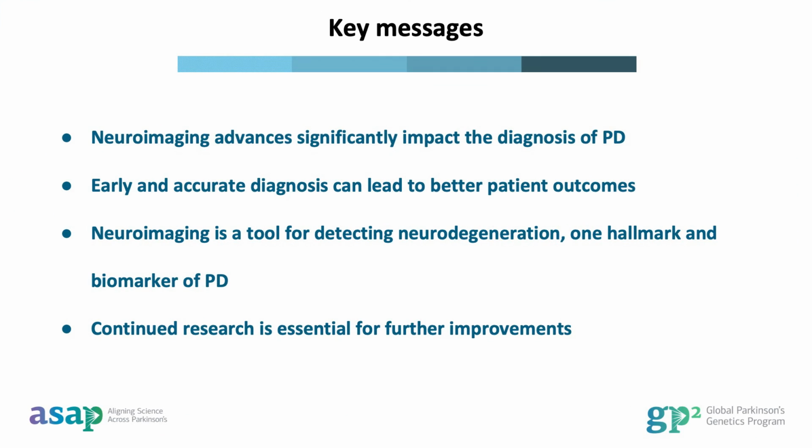In summary, neuroimaging techniques are valuable tools in the diagnosis and management of PD and other Parkinsonian syndromes. Neuroimaging can help rule out secondary causes and facilitate an early and accurate diagnosis, which can be significantly beneficial for patient outcomes. Neuroimaging is also a tool for detecting neurodegeneration, a hallmark of PD, and serves as a useful biomarker. Ongoing research and technological advancements hold the promise of an even greater impact in the future.